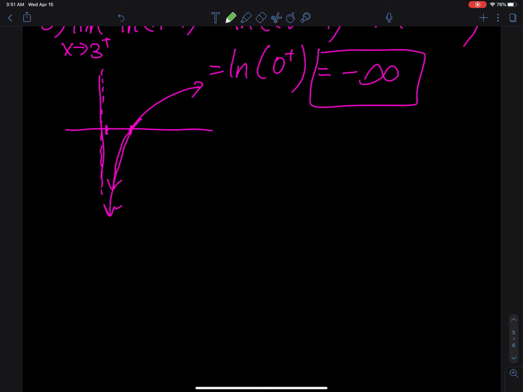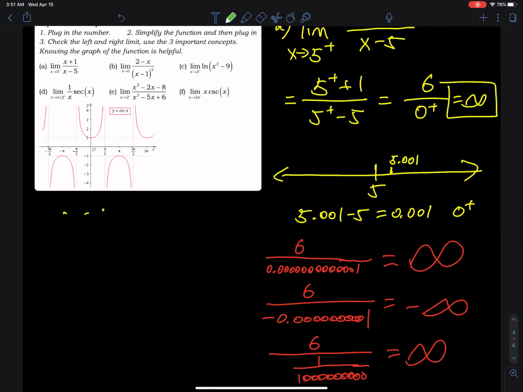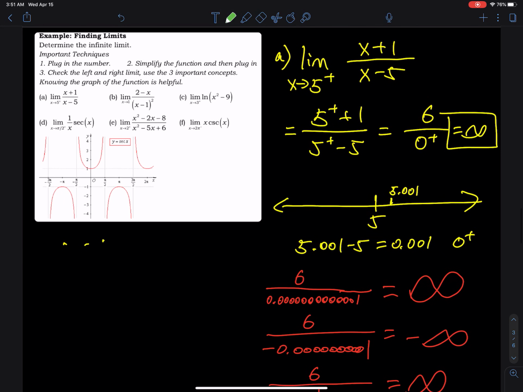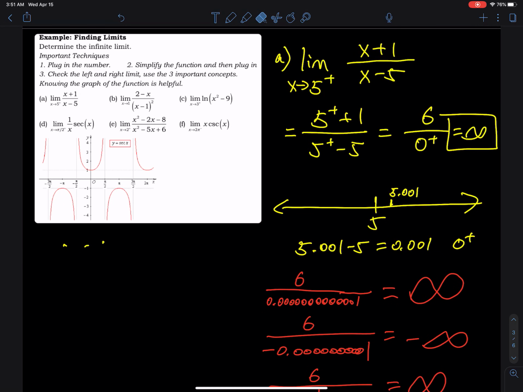Part D, what do we have for part D? For part D, we have a secant. So I gave you a graph of secant. You study the graph of secant in your trigonometry. So in part D, we have the limit as x approaches pi over 2 from the right of 1 over x times secant x. So if you plug in pi over 2, the 1 over pi over 2 is fine. So we don't really care about the 1 over x at all.